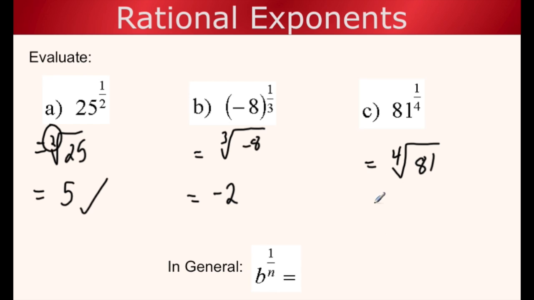So back to this one, we have the fourth root of 81. What times what times what times what is 81? And that's 3. 3 times 3 is 9. Do that again, you get 81. So we've just evaluated these 3. And we've got this rule back down here that remember that in general, if I have a base b to the power of 1 over n, this is the nth root of that base.